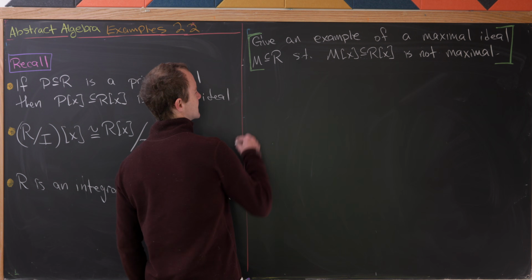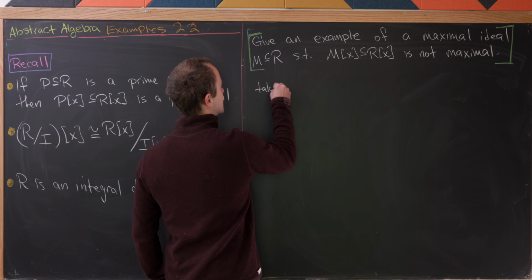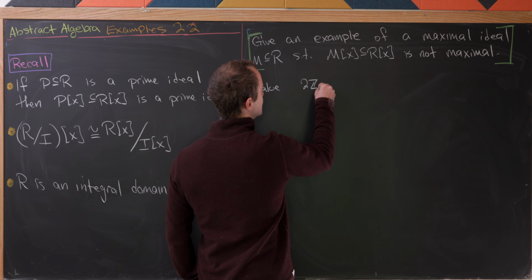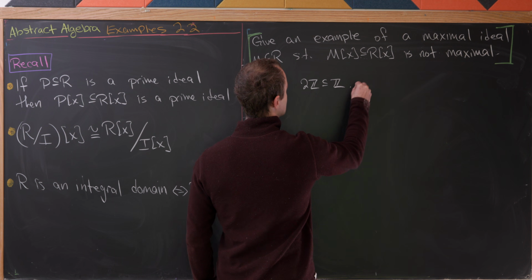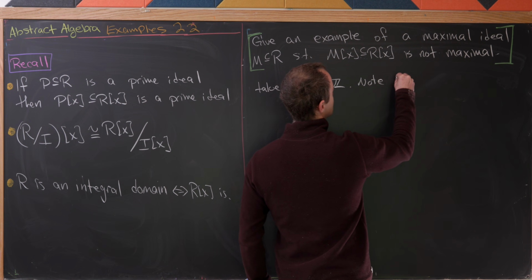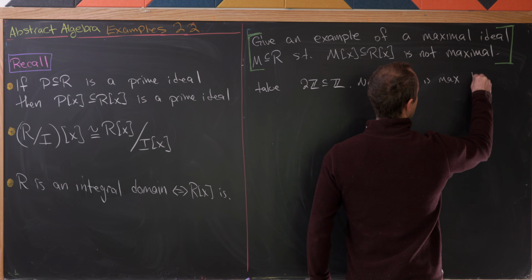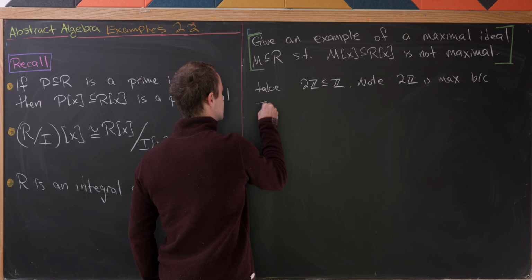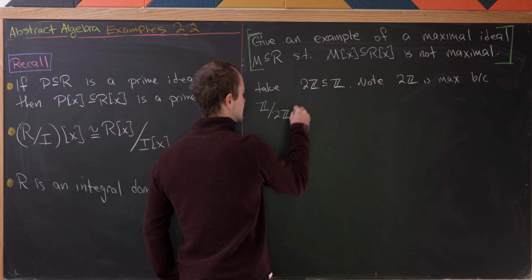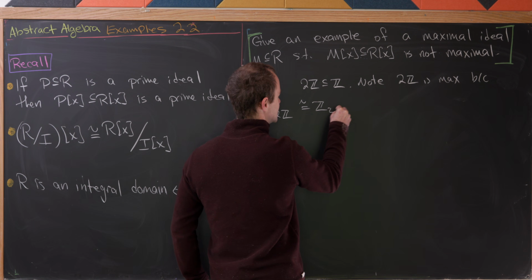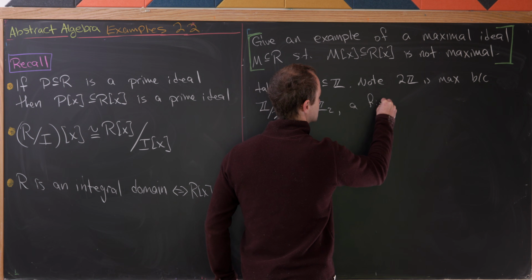Okay, so let's see how this goes. Let's take the ideal 2Z inside of Z, and let's note that 2Z is maximal because Z/2Z is isomorphic to Z2, which is a field.